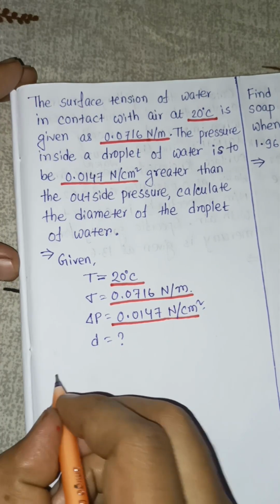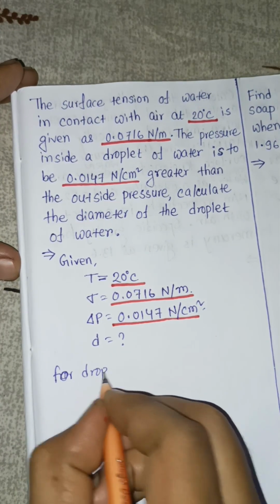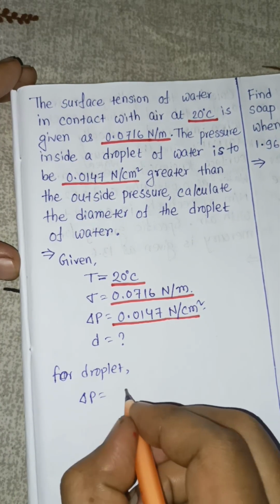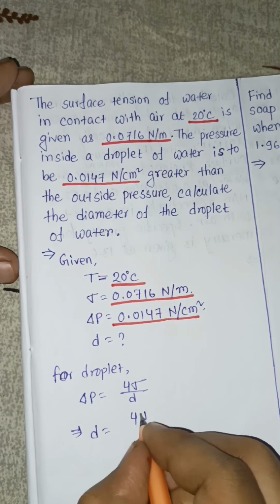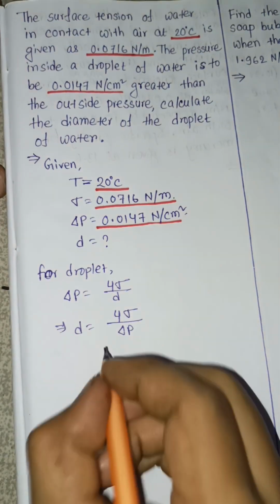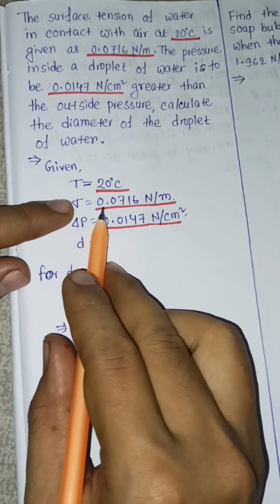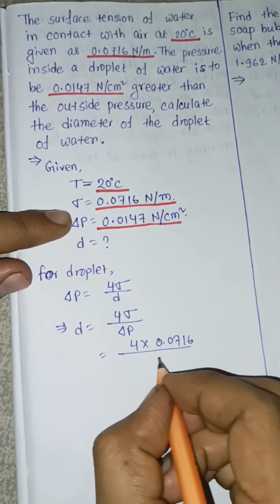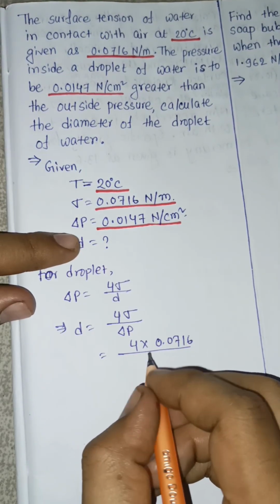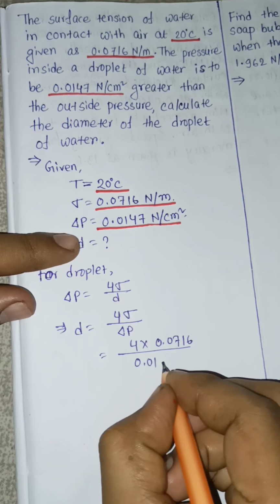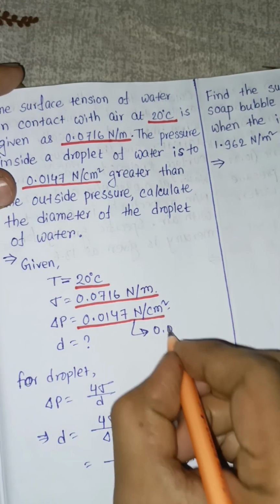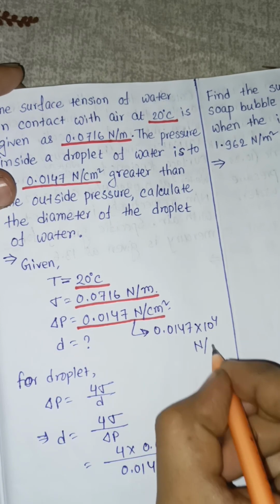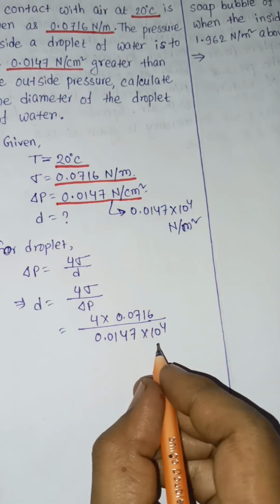So for droplet, we know that delta P that is equal to 4 sigma by diameter. Okay. So from here D that is equal to 4 sigma by delta P. So just put the value, 4 into what is the value of sigma, that is 0.0716, and delta P that is equal to 0.0147 into 10 to the power 4. So to convert it into Newton per meter square, 0.0147 into 10 to the power 4 Newton per meter square. Okay. So that's why you have to multiply into 10 to the power 4.